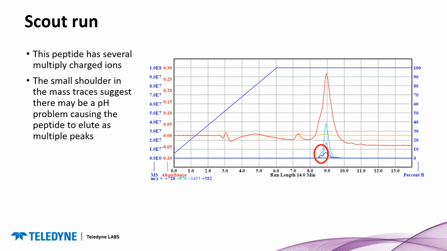This peptide shows several multiply charged ions on the mass spectrometer, making identification easy. However, there is a shoulder ahead of the main peak. The different mass spectrometer traces show it is the same compound. This shoulder suggests that the compound should be run at a different pH or buffered. Cyclic peptides will sometimes show multiple peaks for the same pure compounds due to multiple stable conformers that can be resolved.